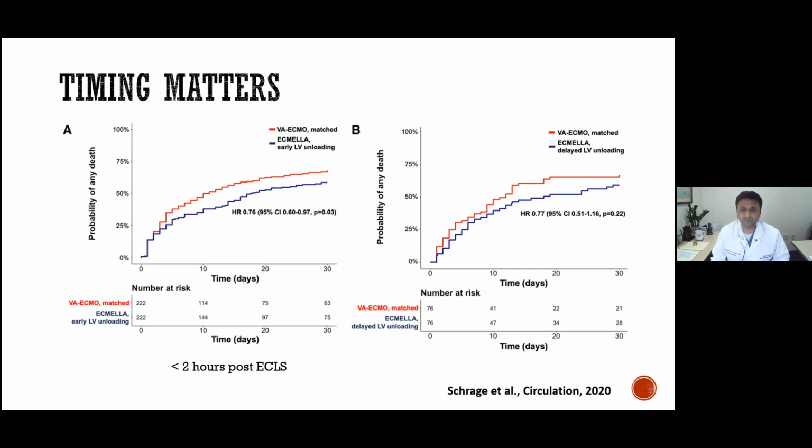What about the timing of this? So they did subgroup analysis in their cohort, and what they found is that when you look at early versus delayed LV unloading, and they defined early as either preemptive, at the time of VA ECMO cannulation, or within 2 hours of post-ECMO cannulation, most of the mortality benefit that you saw in the previous slide seems to be coming from early LV venting and less so from the delayed LV venting.